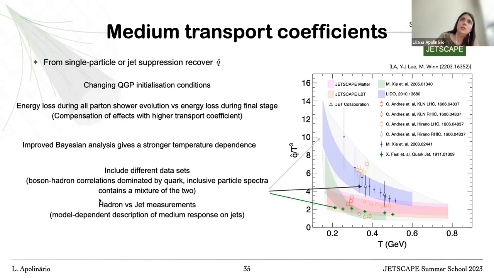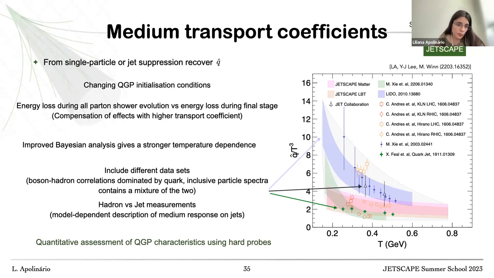All of this together brings this picture in which we still have some uncertainties. It's much better than it was a few years ago, when basically few points were in these plots. Now we see busier plots, but there are still some uncertainties and we need to work a little bit more on this. But in any case, this was one of the few examples in which we can make some sort of quantitative assessment of the QGP characteristics using jets and, in this case, also high momentum particles.